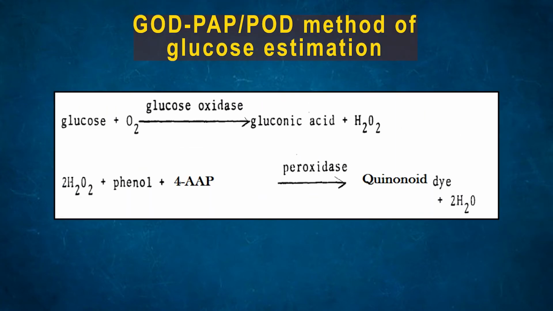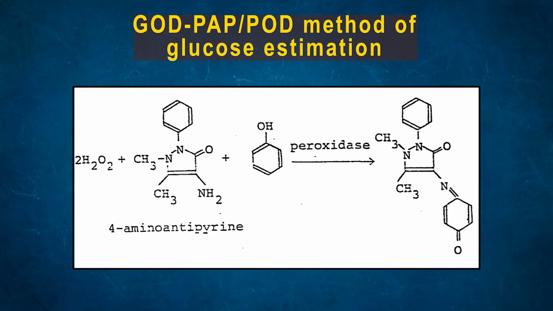It is a kit-based method where, with the help of glucose oxidase (GOD), glucose is oxidized to gluconic acid with the help of oxygen, and H2O2 is produced. This H2O2, along with phenol and 4-aminoantipyrine, with the help of peroxidase produces a quinonoid dye, which is measured by a spectrophotometer, and the OD value at 532 nanometers of this quinonoid dye is proportional to the blood glucose concentration.